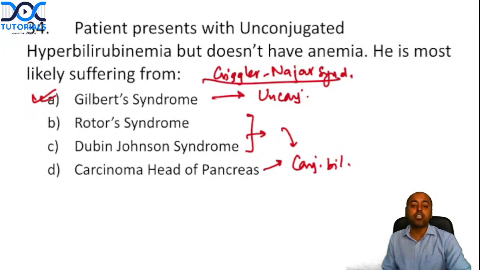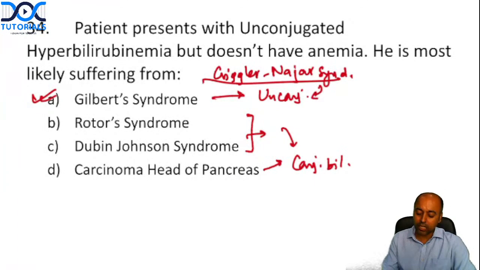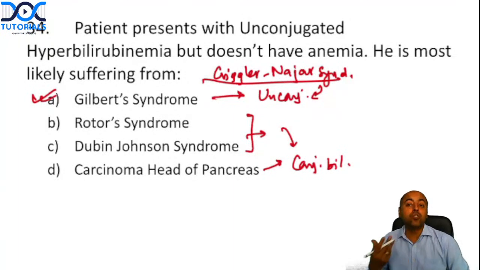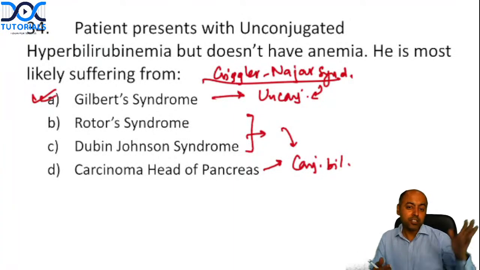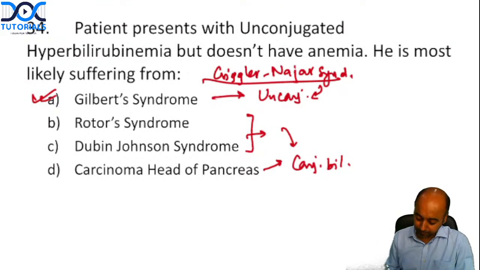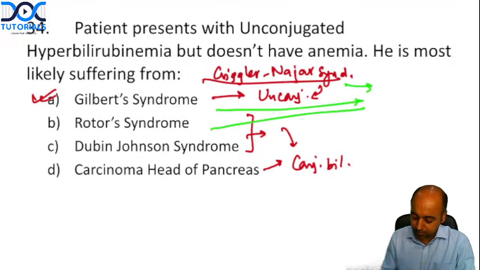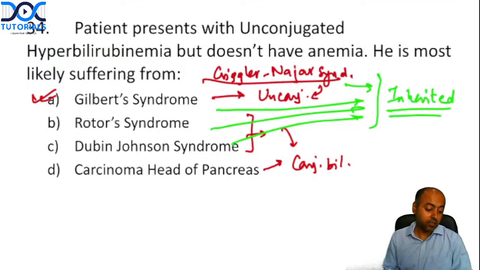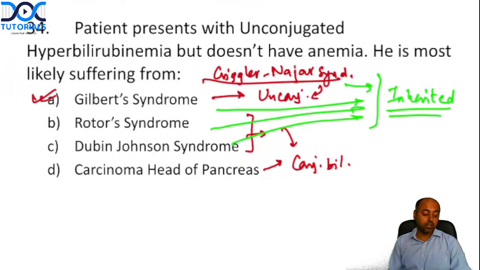Crigler-Najjar syndrome and Gilbert syndrome will give you the unconjugated bilirubin, whereas in Rotor syndrome and Dubin-Johnson syndrome, you will have the conjugated bilirubin. The carcinoma head of pancreas you have already seen, where we saw the conjugated bilirubin will be there. Please note all these conditions are inherited, right? All these conditions are inherited.